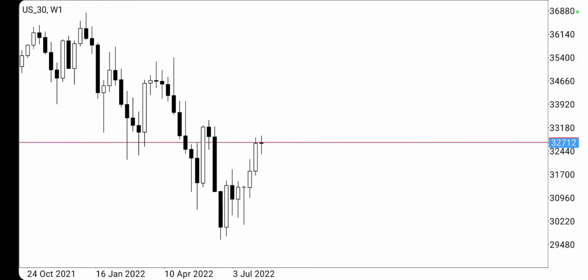Hello guys. Let's move on. We are moving to the second chart now. We're going to do the same thing that we did on Nasdaq.